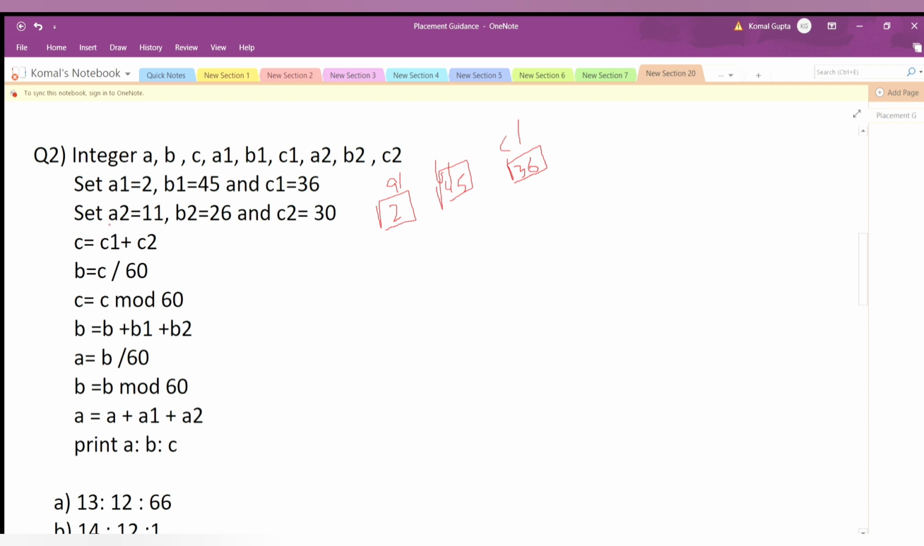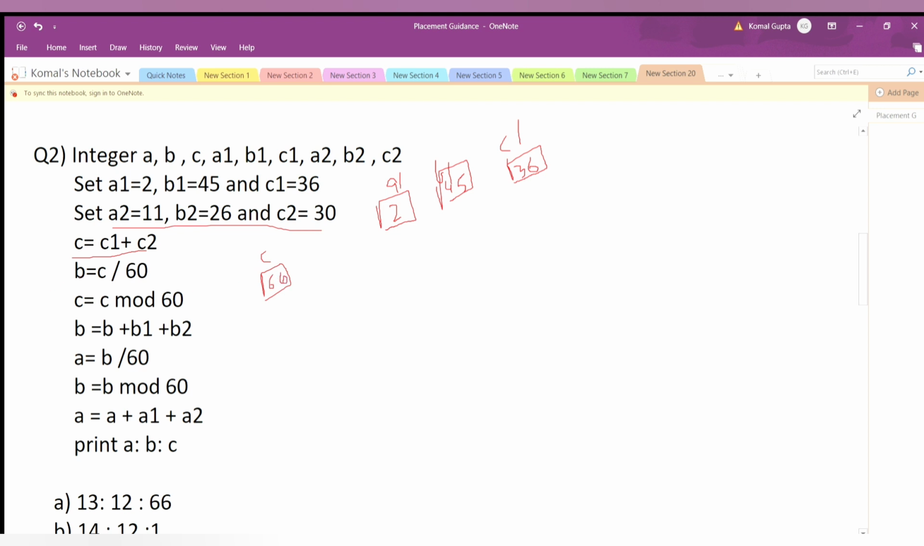So the same way you can do for this also. Now see what it is doing. C is equal to C1 plus C2. So the value of C1 is 36 and the value of C2 is 30. So what will be the value of C? That is 36 plus 30, which will be 66.